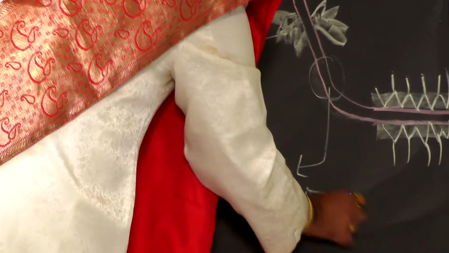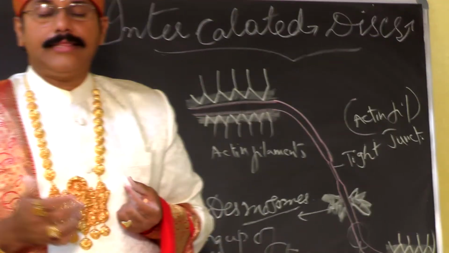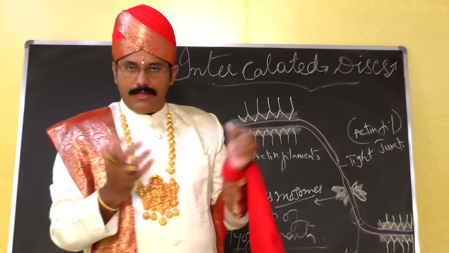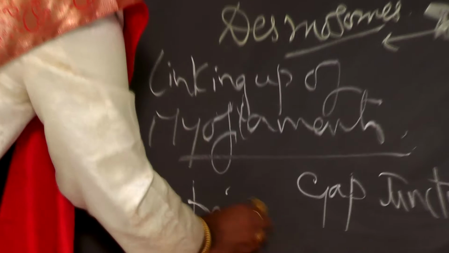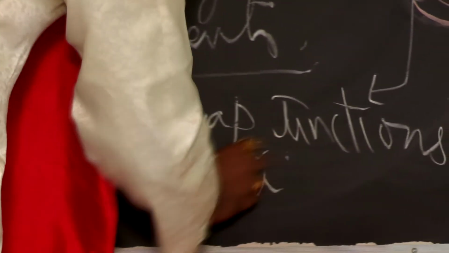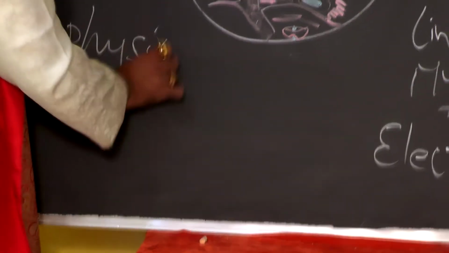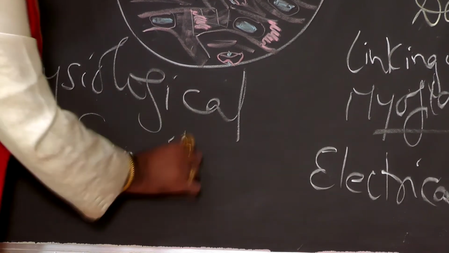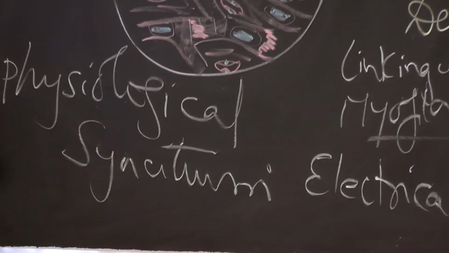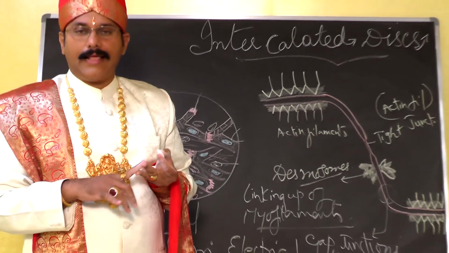Now what are the gap junctions doing? The gap junctions enable electrical continuity between the adjacent cardiac myocytes. Because of this electrical continuity, the entire cardiac musculature behaves as a physiological syncytium. Are you understanding? So you can understand now the intercalated discs.